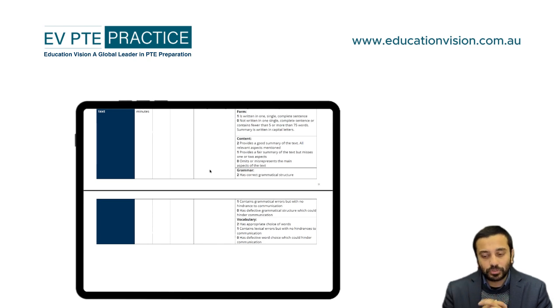The second aspect of scoring is content. So content, you get a full score, that is 2 marks, if you provide a good summary of all the text, all relevant aspects are mentioned. And you get 0 marks if you write something completely off topic from the passage which is given to you. Grammar, 2 marks. So if you have no grammatical mistake, you get 2 marks. If you have one grammatical mistake, 1 mark you lose, and if you have a lot of grammatical mistakes, more than one, you get 0 for grammar.